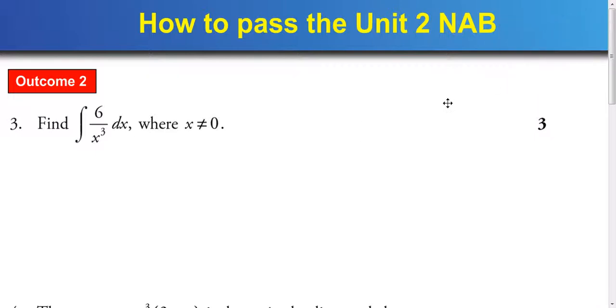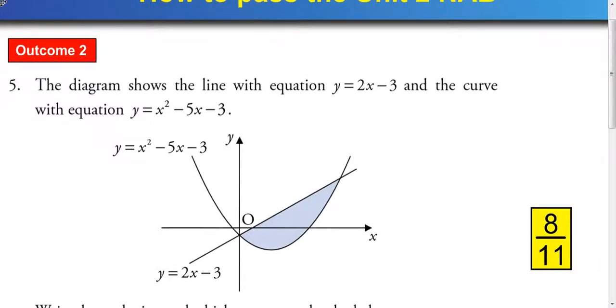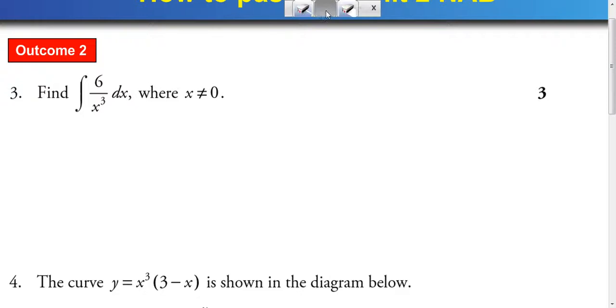In this lesson we're going to look at how to pass outcome 2 of the Unit 2 NAB of Higher Maths. This is the integration section and you need 8 out of 11 to pass it. So let's start at question 3. We have to do some simple integration here.